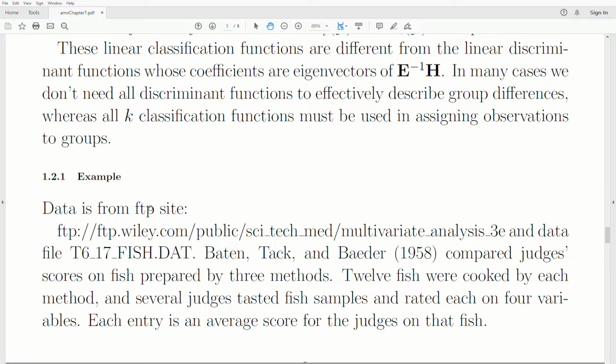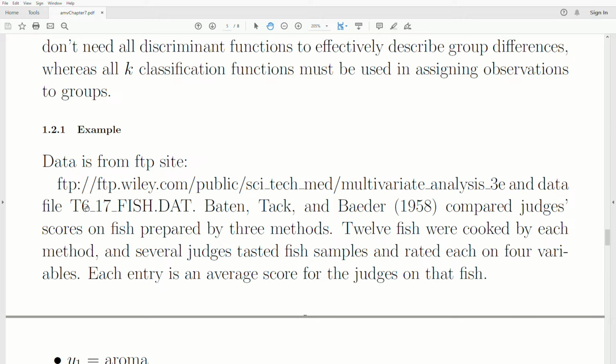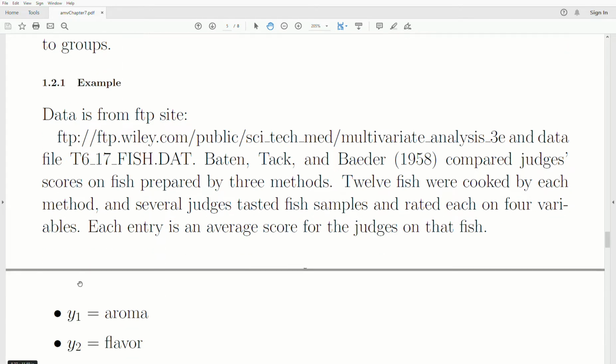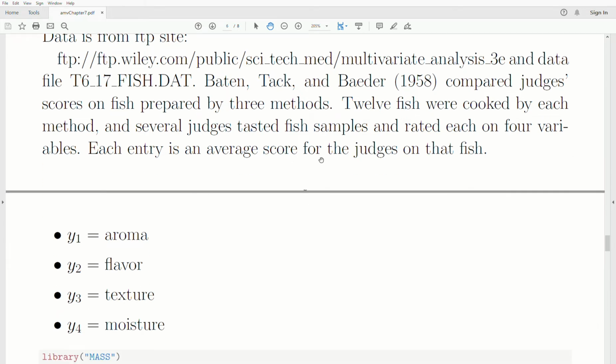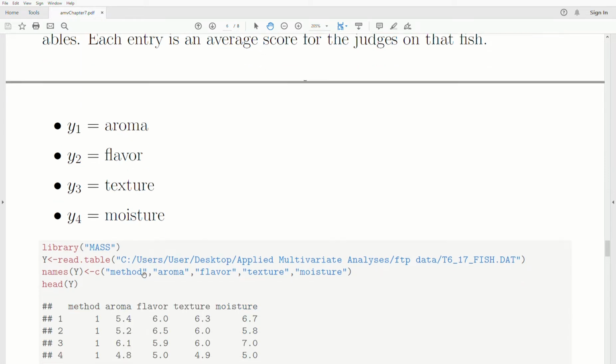And we're going to look at an example from an FTP site. We're going to look at the data T6-17, fish dat. Bait and Tack and Bader in 1958 compared judges' scores on fish prepared by 3 different methods. 12 fish were cooked by each method, and several judges tasted fish samples and rated each on 4 variables. Each entry is an average of the score for the judges on that fish. The 4 variables were aroma, flavor, texture, and moisture.